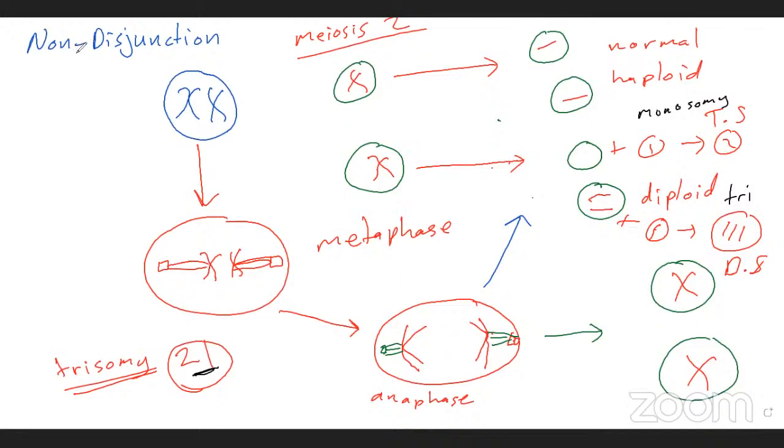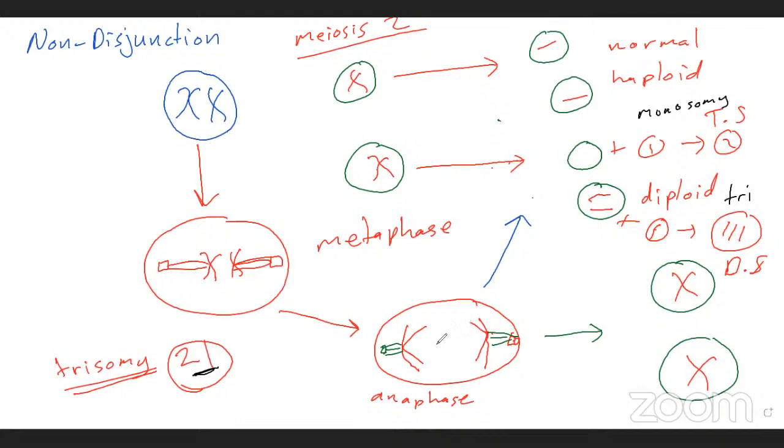What does the term mean? They don't divide in the correct way. Right, so you're not going to separate them. In meiosis 1, you are separating the whole homologous pairs of chromosomes. Disjunction would mean to separate them. So non-disjunction, we're not separating them.